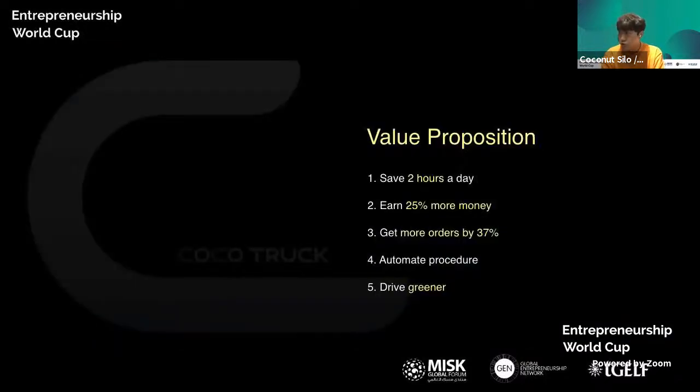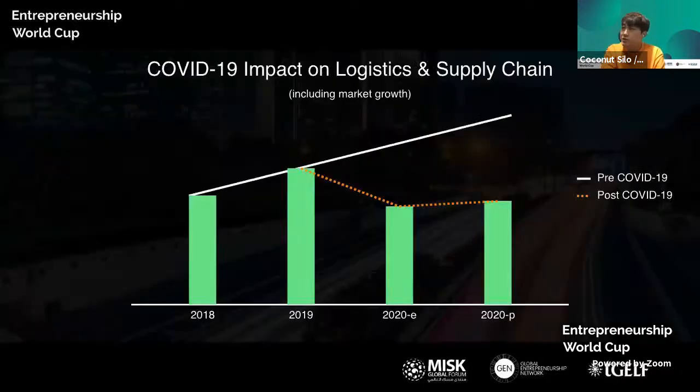So by using our solution, users can save 2 hours a day, earn 25% more money, and get 37% more orders. And they can automate most of the logistics procedure based on AI technologies. And they can drive greener, since we also provide a SaaS platform for carriers so that they can manage both the drivers and trucks and real-time vehicle status.